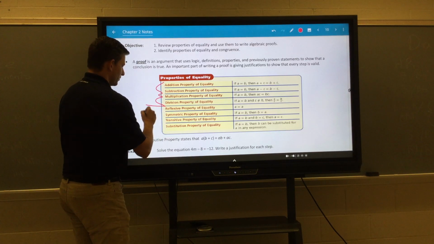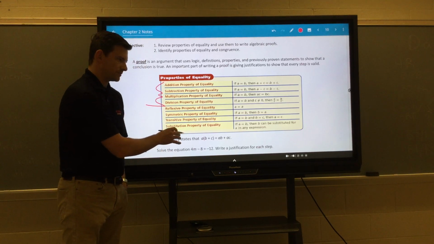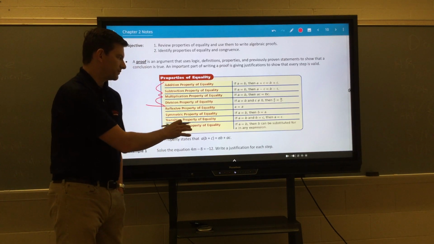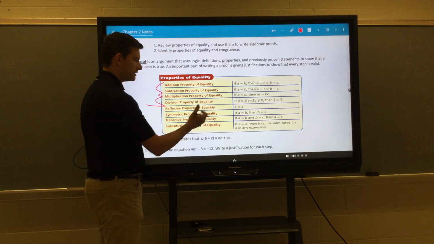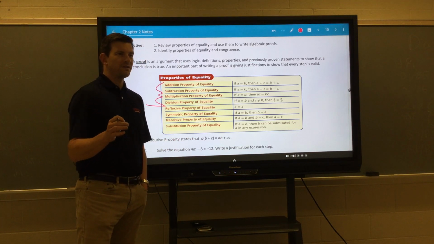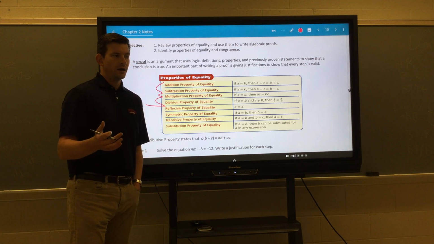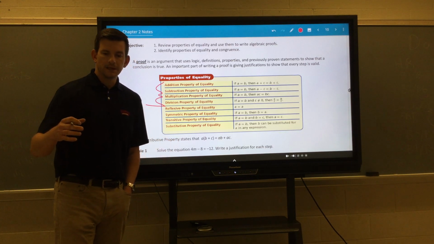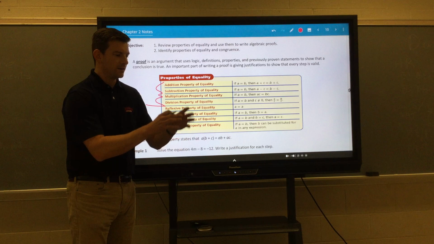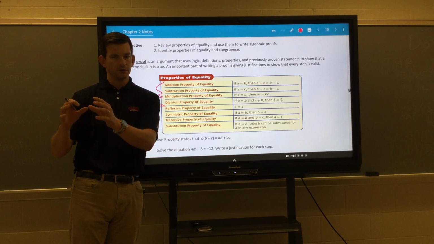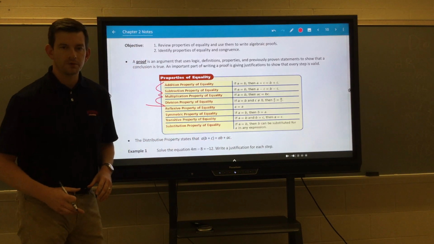These last 4 properties that we have: reflexive property, symmetric property, transitive property, and substitution. Reflexive property of equality simply states that something is equal to itself. A equals A. And you might be thinking that that seems so basic, why do you even need a property for that? Well, we're going to come up with examples, different cases throughout the year where we're establishing that the same quantity that's used in this part is the same quantity that's used over here. Okay? So that's where the reflexive property will come into play.